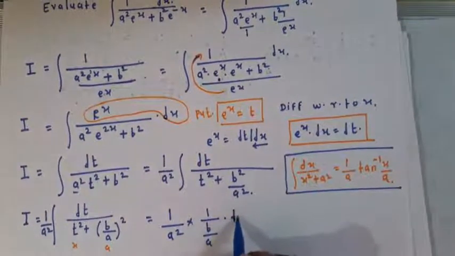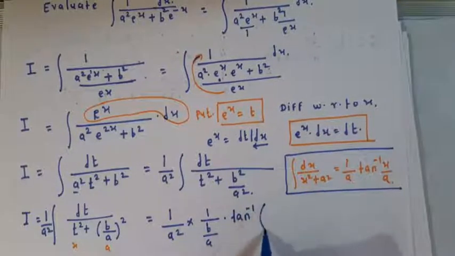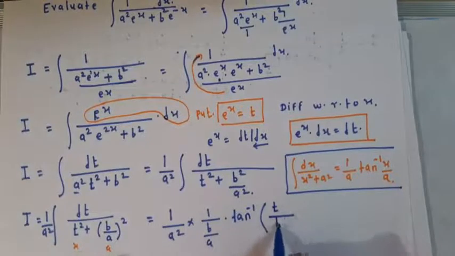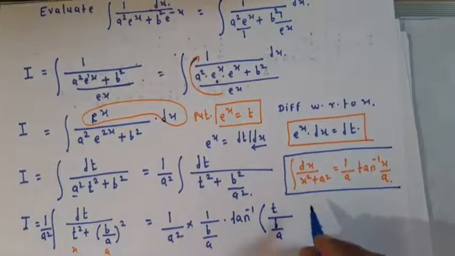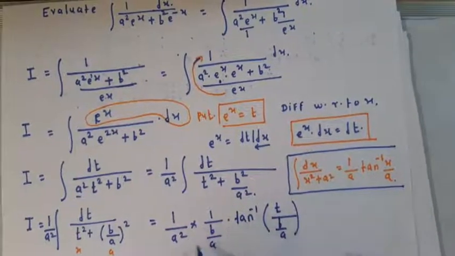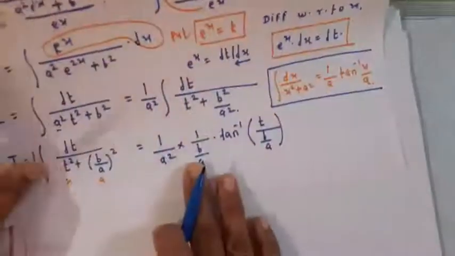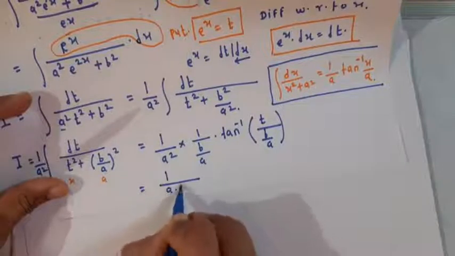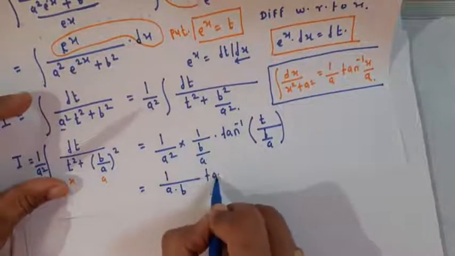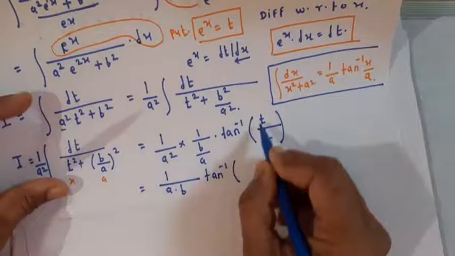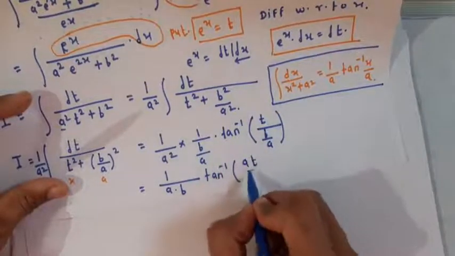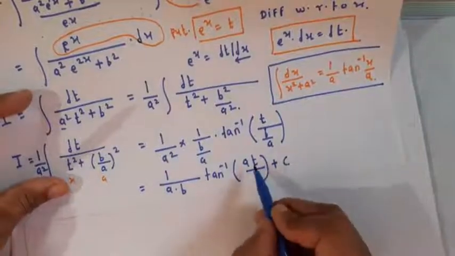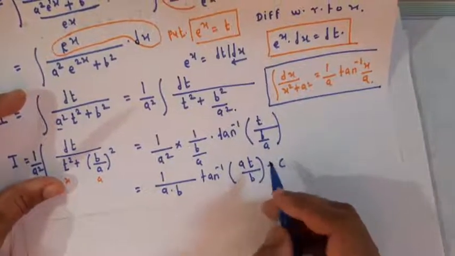Into tan inverse of x by a. Here x means t, so t by a means b by a. Okay, students, here a gets cancelled and we will get this equal to 1 upon a into b, tan inverse of this. The a will be shifted here, that is a upon b, plus constant of integration c, and resubstitute the value of t.